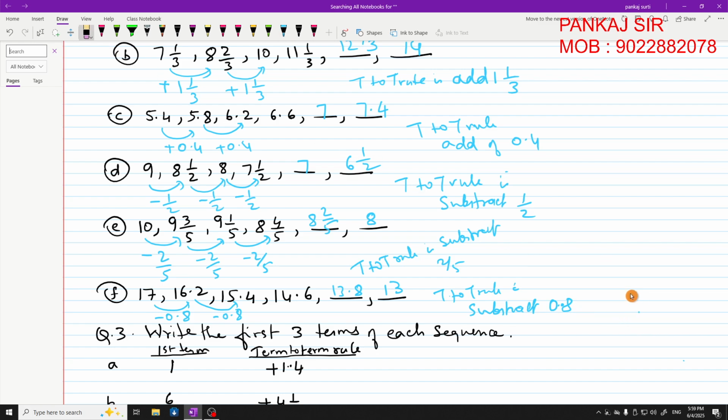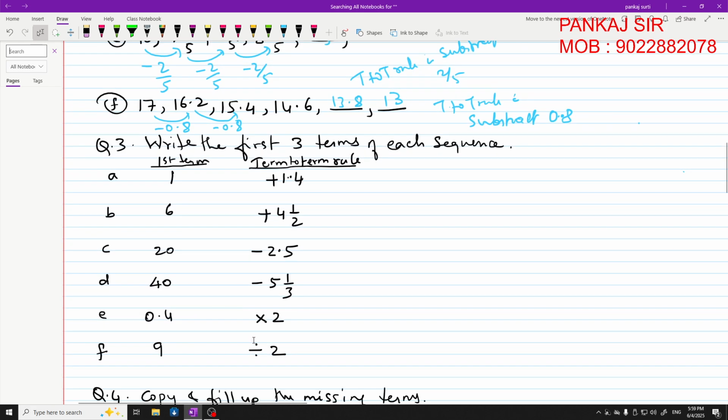Okay. Let us move on to question number 3. Write the first three terms of each sequence. You have to write the first three terms of the sequences. Now, these are A, B, C, D, E, F. The first term is given to you. The term to term rule is given to you. You have to just write the first three terms.